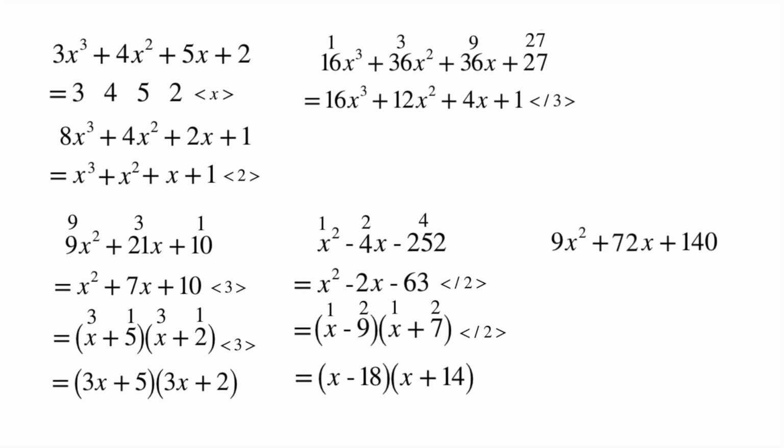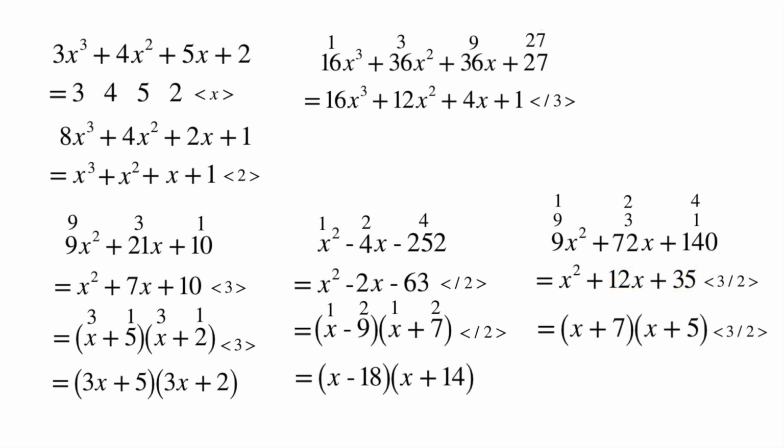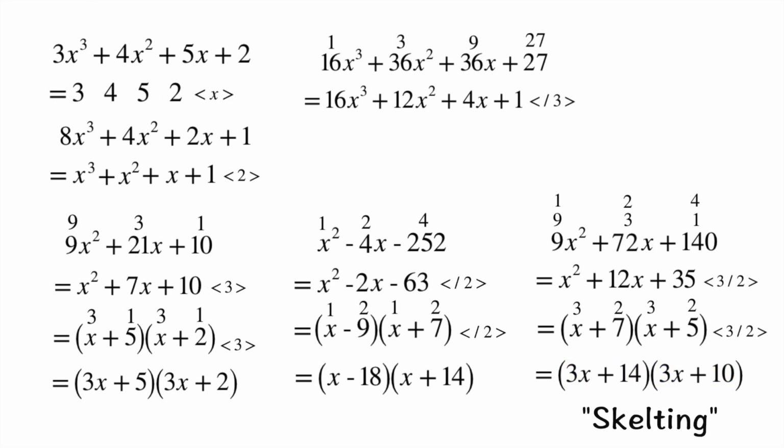Next example. You can hide many expos. 3 over ternary notation. After factoring the skeleton, distribute 3 to the x's place and 2 to the 1's place. Let me call this hiding and unhiding process skeleting.